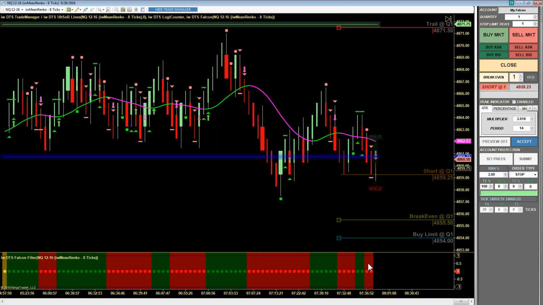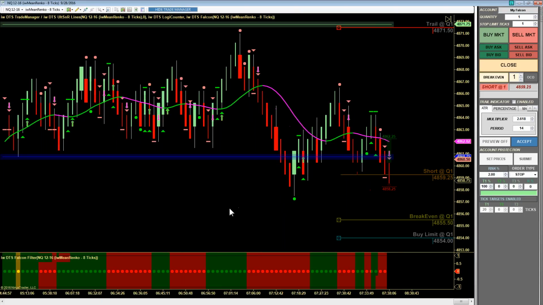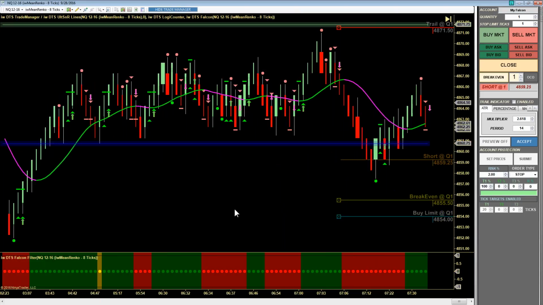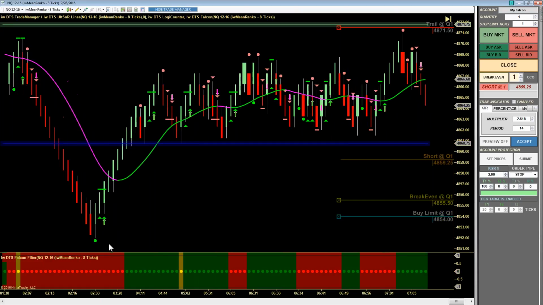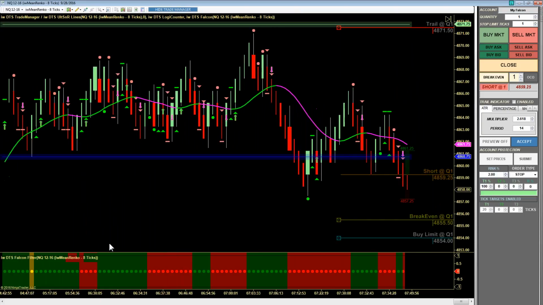There is some room to move down here. Of course, the first obstacle is going to be the low here around 48.57. If we can see it breach that, well, next stop down here, what's that, 48.52, 48.53? That seems reasonable.